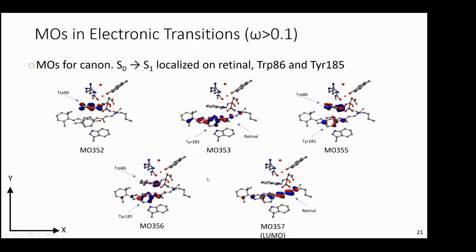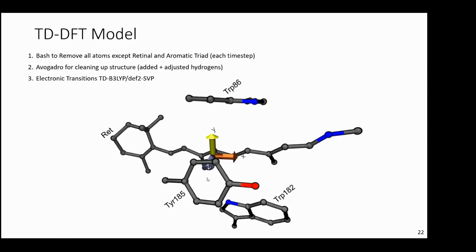So in knowledge of this, I created a smaller model to perform the TDDFT calculations to calculate the electronic transitions so that the computations were tractable. So I included all members of the aromatic triad as well as retinal. The aromatic triad consists of tryptophan 86, tryptophan 182, and tyrosine 185.